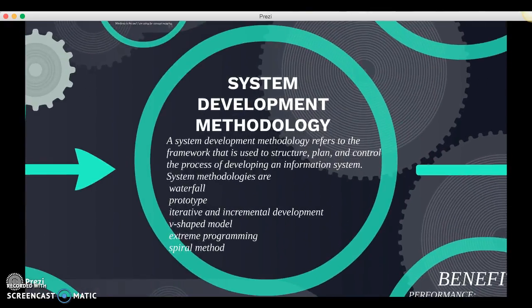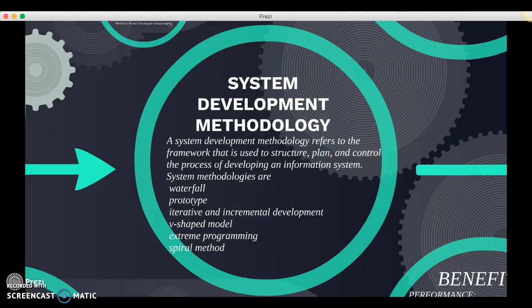The next one in the concept mapping is the system development methodology, which is also called software development methodology. A system development methodology refers to the framework that is used to structure, plan and control the process of developing information systems. System methodologies are waterfall, prototype, iterative and incremental development, V-shaped model, extreme programming and spiral method.